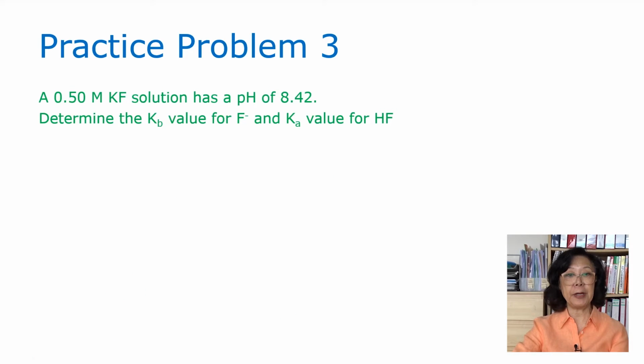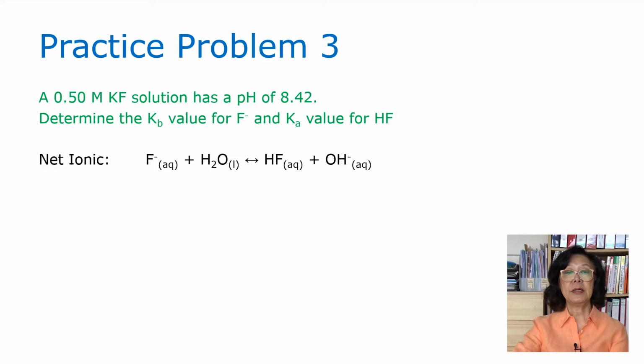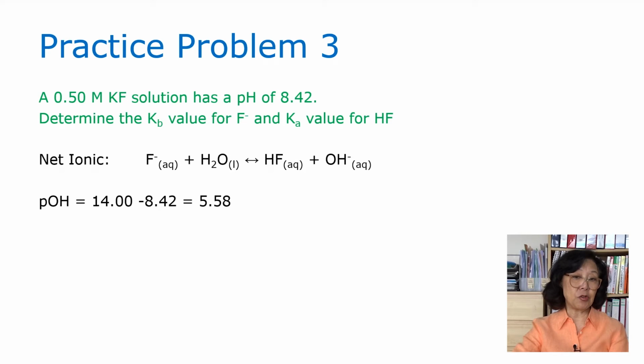Practice problem number 3. I have a 0.5 molar KF solution with a pH of 8.42. Determine the Kb for the F minus ion and the Ka value for HF. When we write the hydrolysis of the salt in a net ionic equation, we can eliminate the K plus ion, which is a spectator ion, leaving F minus in water forming HF and OH minus. The pOH is equal to 14 minus pH, which is 5.58.